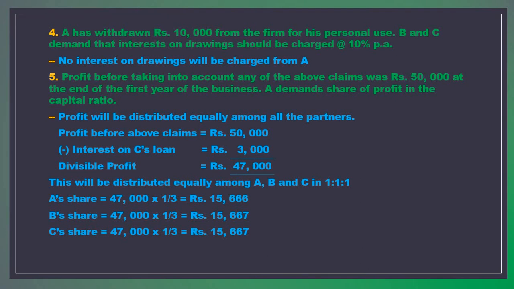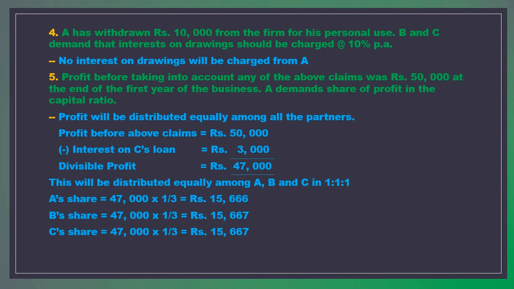Fifth, profit before taking into account any of the above claims was Rs 50,000 at the end of the first year of business. A demands share of profit in the capital ratio. Here, A's demand is not valid, as there exists no partnership deed, so profit will be distributed equally among partners and not in the capital ratio. It will be calculated as under.